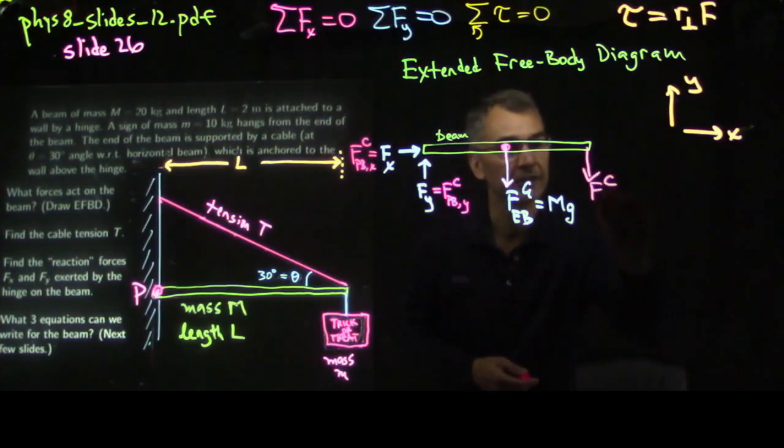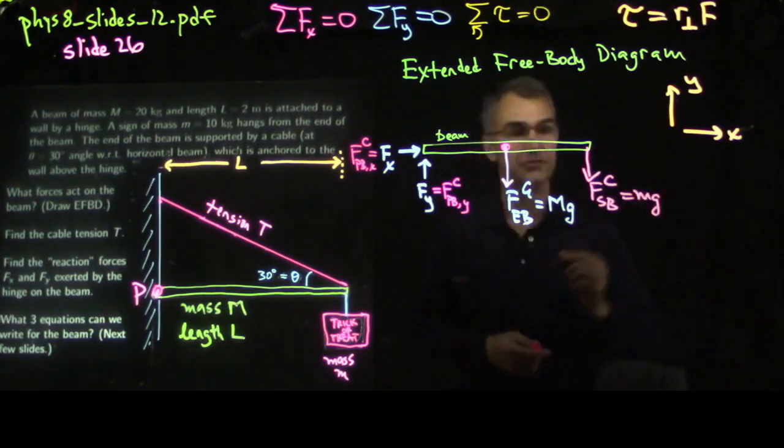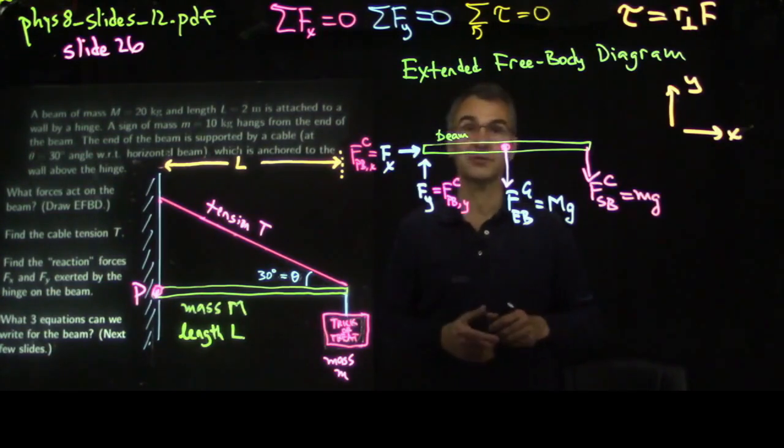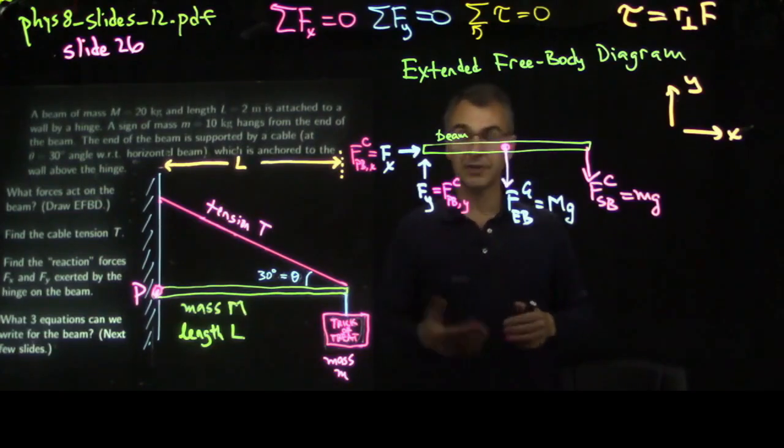So there's F, contact by the sign on the beam, and that's little mg. You know that as long as the sign is not accelerating, this force will just equal the weight of the sign. Although it is an interesting fact that if this sign were accelerating, that force could be different. But usually in static equilibrium, we're treating everything as static.